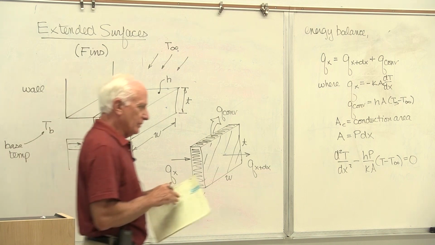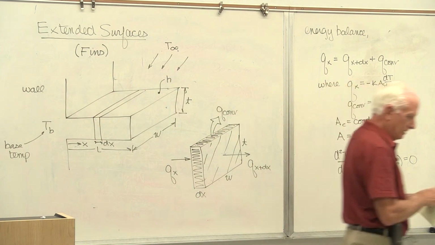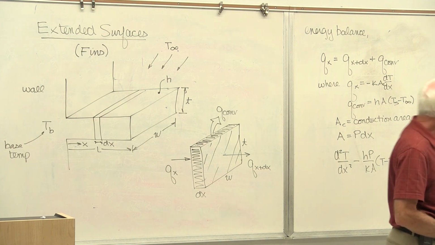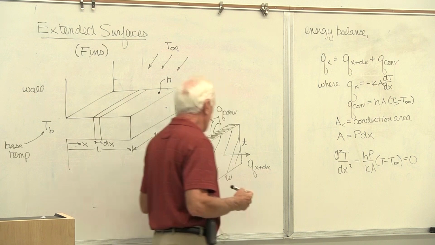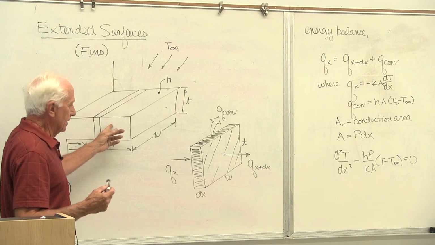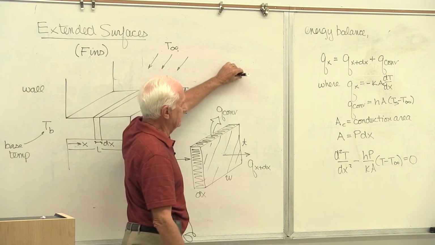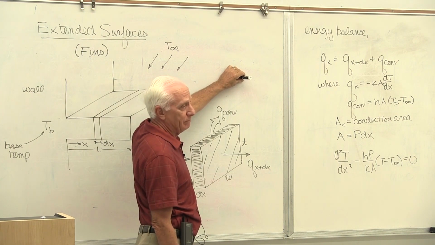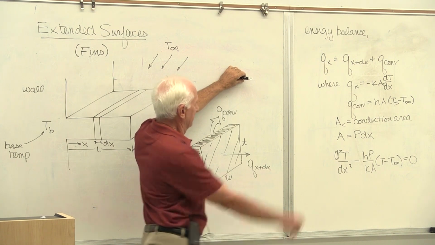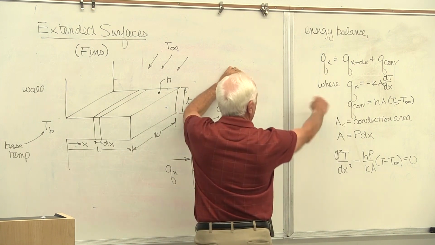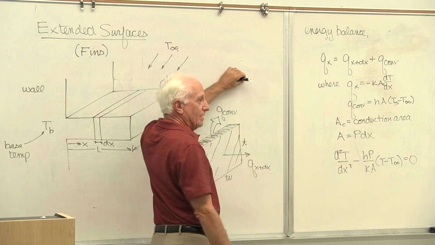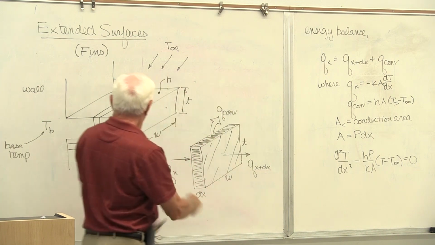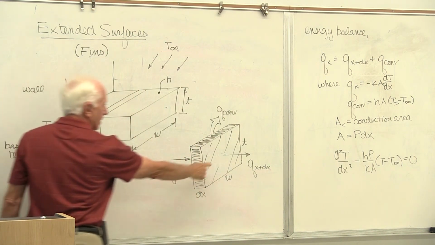The reason why we don't put in for perimeter 2W plus 2T, or the cross-sectional area W times T, is because this derivation works for fins like this. It also works for a pin fin like this. Here's a pin fin attached to a wall. What's the perimeter? Pi times D. What's the conduction area? Pi r squared. Conduction area, slice it. What do you get? A circle.